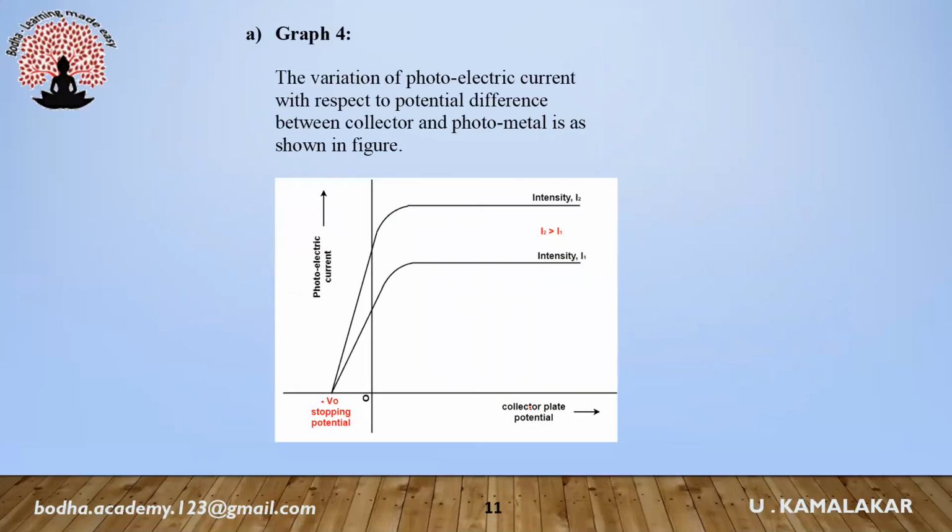Fourth graph. The variation of photoelectric current with respect to potential difference between collector and photometal is as shown in figure. Stopping potential does not depend on intensity of light.